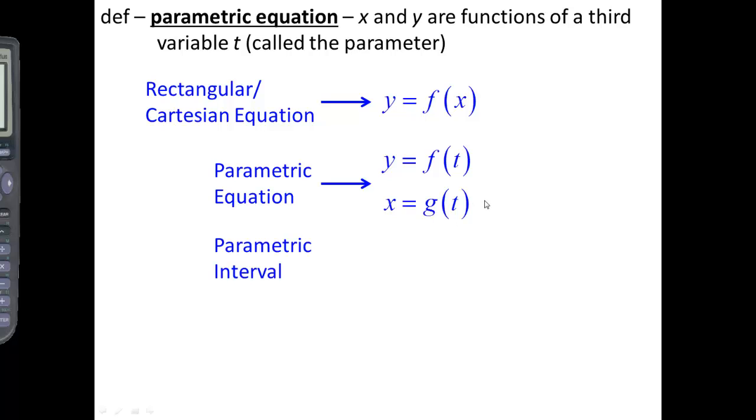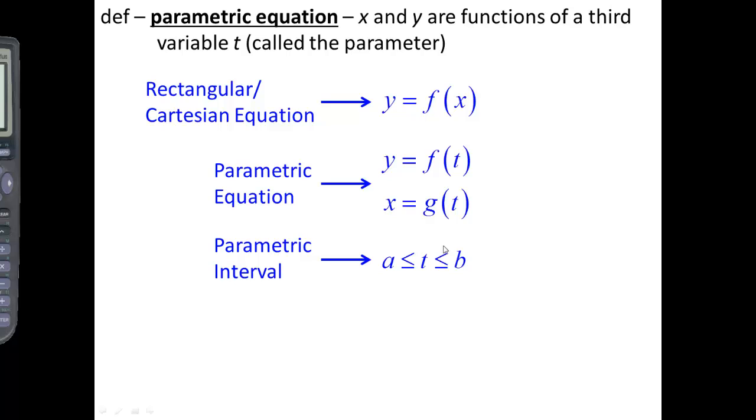Now we have a parametric interval, which is just a fancy way of saying the domain. When we were in Cartesian equations, x represents your domain, y represents your range because x is the input and y is the output. With parametric functions, t is your input, therefore your domain should be with respect to t. So sometimes we'll refer to it as the domain, other times it's referred to as the parametric interval. It really doesn't matter which word you use. So we can just say t is between a and b. Just like any domain could be written as between two numbers a and b, t can be written that way as well.